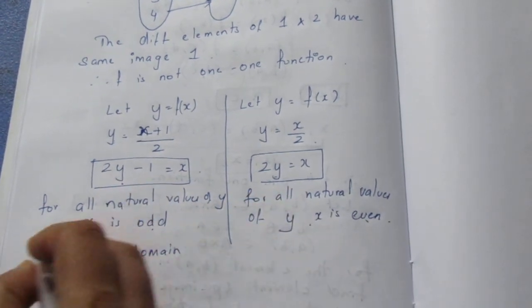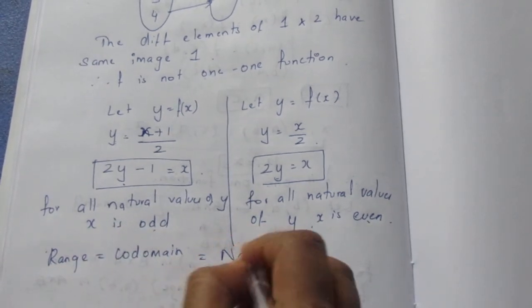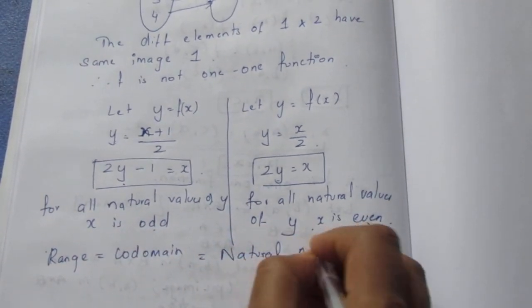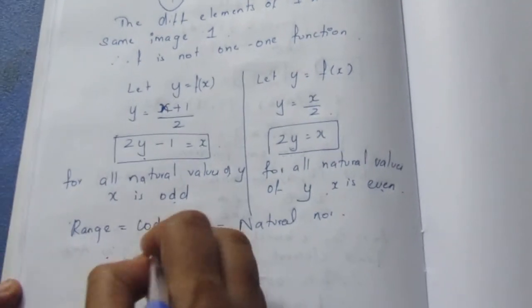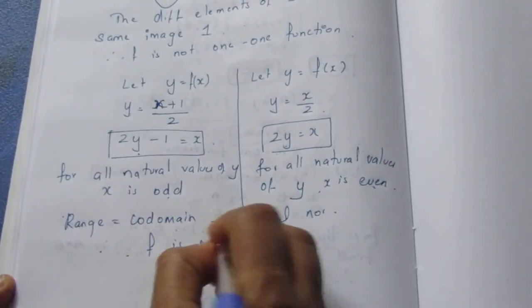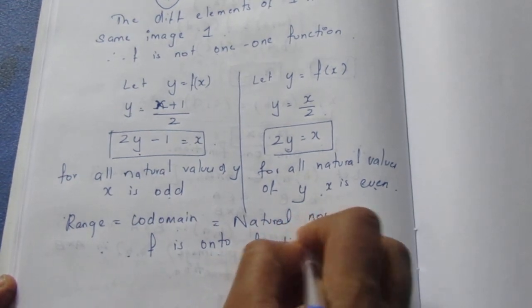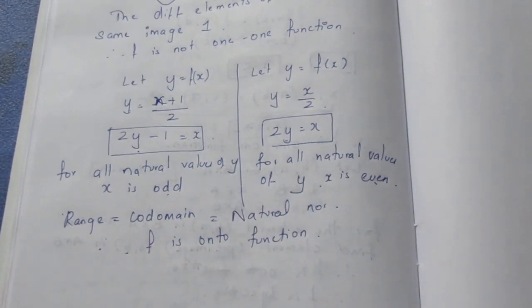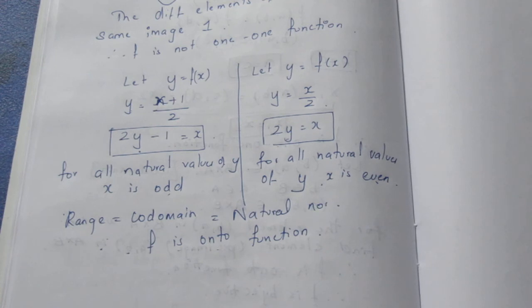That means your range will be equal to your codomain, which is nothing but the natural numbers. So according to this, range is equal to the codomain, therefore f is an onto function. It is not one-to-one, but it is an onto function. So it is not a bijective function because it satisfies only onto and not one-to-one. That's all with the sum. Thank you.